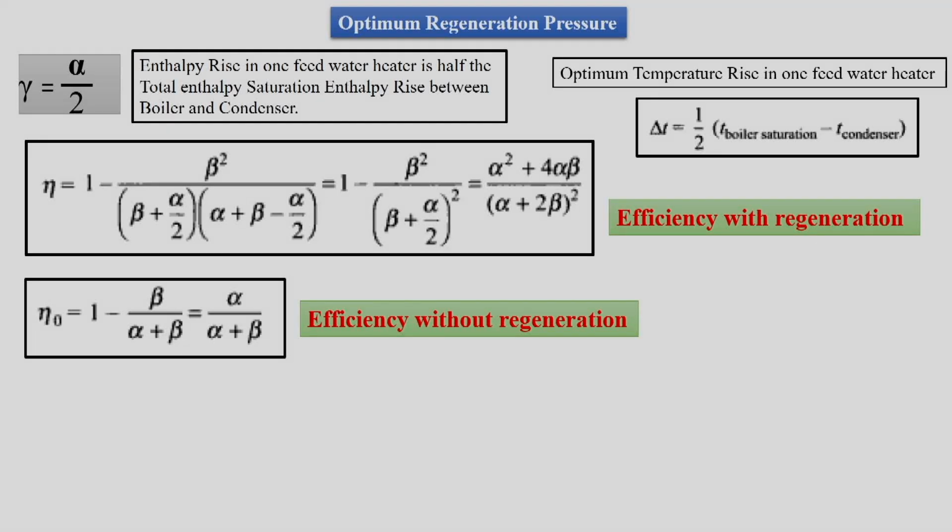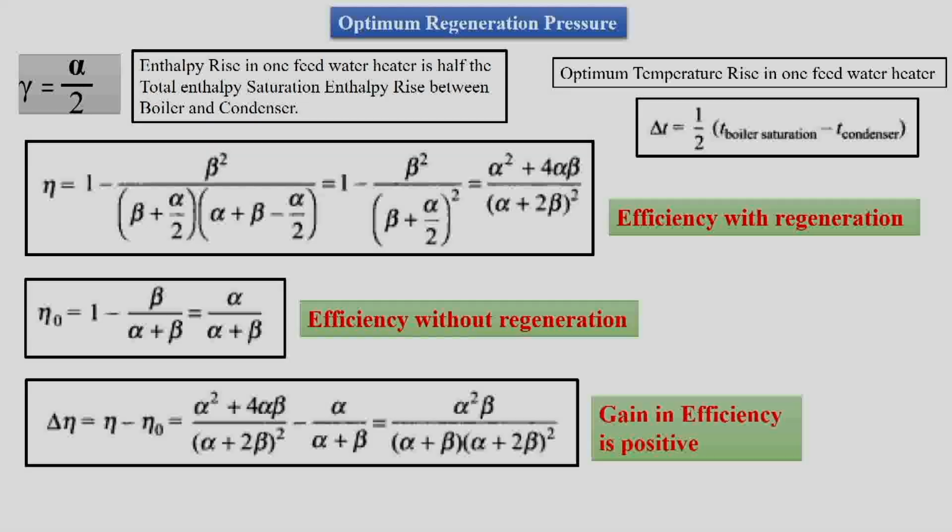So, this is the change in efficiency which we are interested in. This efficiency formula is without regeneration, and this is the change in efficiency in the presence of regeneration. Here we can see that alpha appears in square, and further beta and alpha are positive numbers. So, this efficiency change is a positive number, and we always get a gain in efficiency.